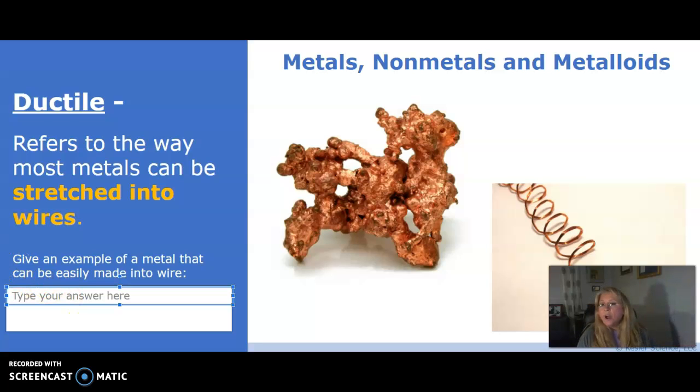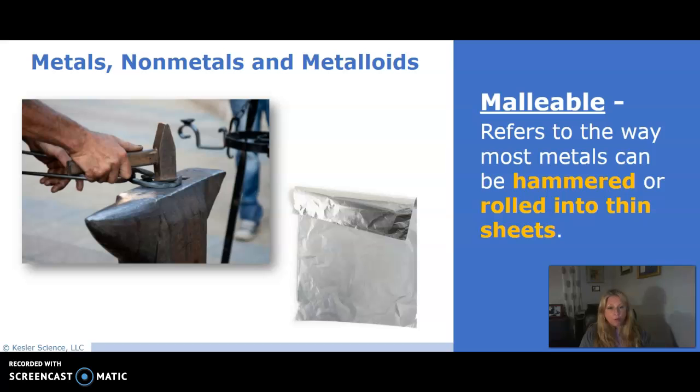Our next word is malleable, and it refers to the way most metals can be hammered or rolled into thin sheets. Much like this metal has been warmed and now is being reshaped into a horseshoe, and this aluminum foil was hammered or rolled into this thin sheet. So those metals that are malleable, basically you can say they're being reshaped. But it's usually through a hammering or a rolling into thin sheets.